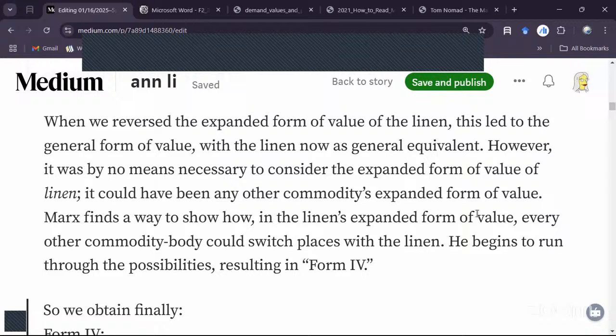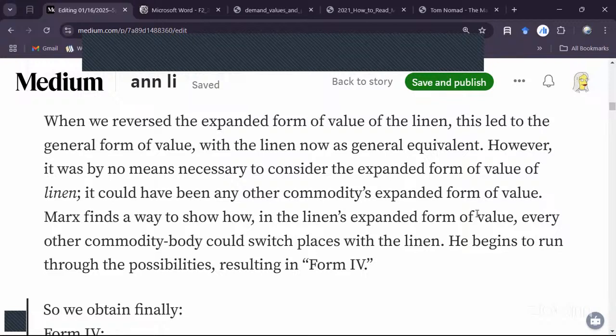When we reversed the expanded form of value of the linen, this led to the general form of value with the linen now as general equivalent. However, it was by no means necessary to consider the expanded form of value of linen. It could have been any other commodity's expanded form of value. Marx finds a way to show how, in the linen's expanded form of value, every other commodity body could switch places with the linen. He begins to run through the possibilities resulting in form 4.